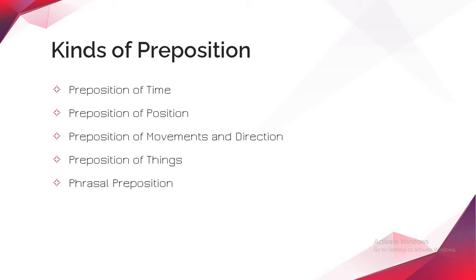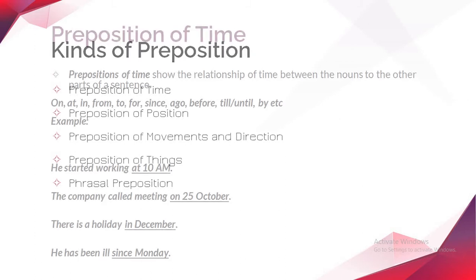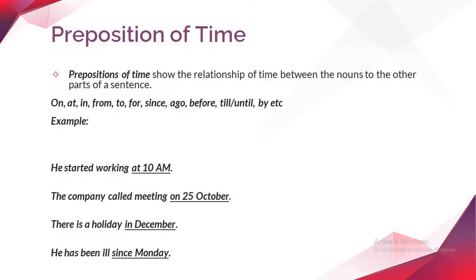So I have divided my session into all these different kinds of prepositions. So let us go ahead one by one, different kinds of preposition. First of all, preposition of time. Prepositions of time show the relationship between the time of a noun and the other parts of a sentence.